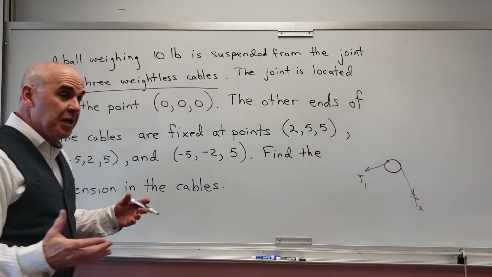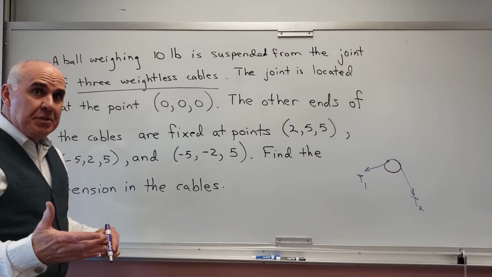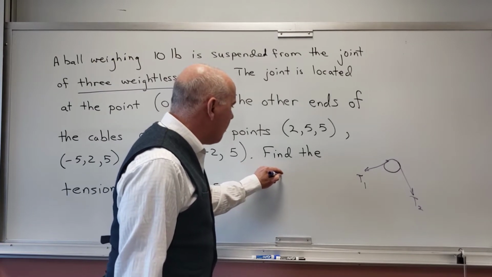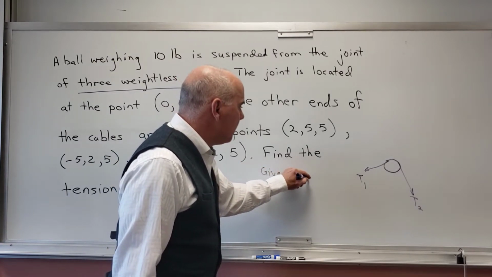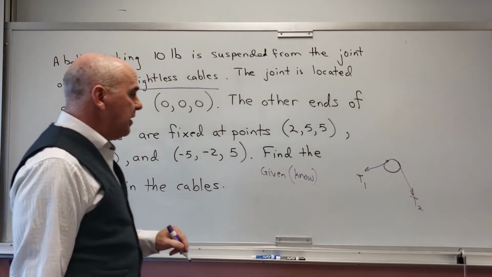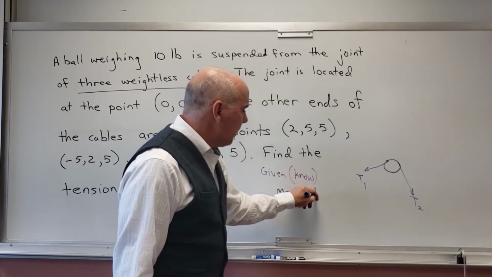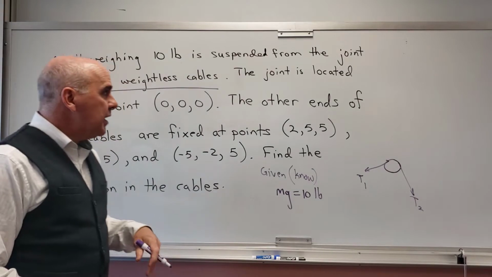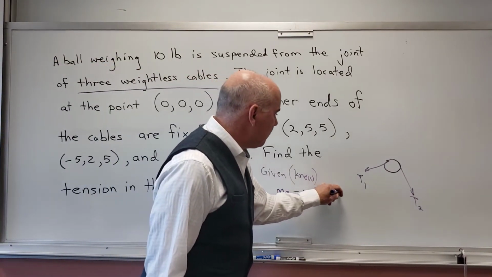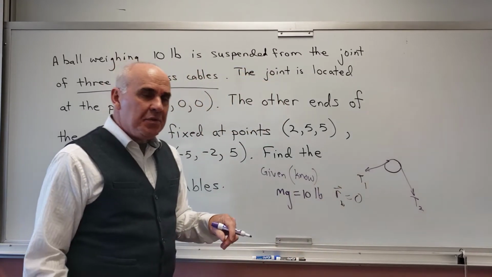Hopefully I've stayed out of the way enough that you can get an idea. So that's the first step: read the problem. Then we want to talk about what we are given, or what we know, and we get that from the problem. I've got a ball weighing 10 pounds, so there's some weight, mg, equal to 10 pounds for this ball. Then there are some positions. I'm going to say the position of the ball is equal to the origin, which is just 0, 0, 0.